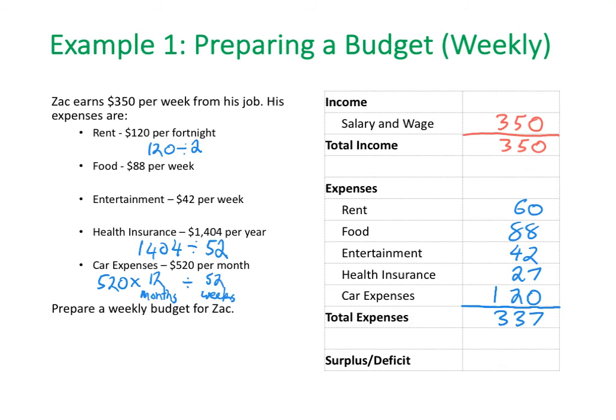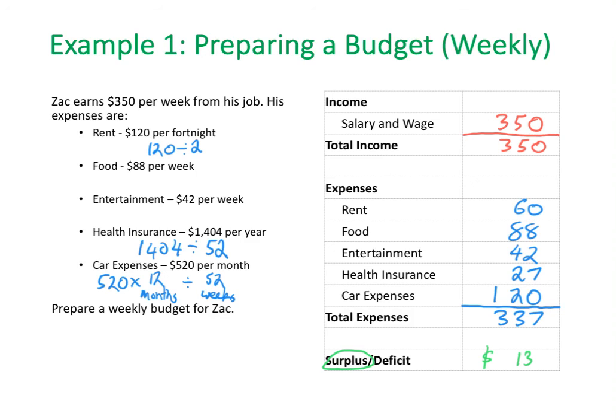Now that I've calculated both total income and total expenses, I can go ahead and complete the next step, which is to take away the expenses from the total income. So 350 minus 337, and that's going to leave me with a surplus of $13 per fortnight. And it's a surplus because I am earning more money than I am spending. If I was spending more money, then it would be a deficit. But in this example, it's a surplus of $13.